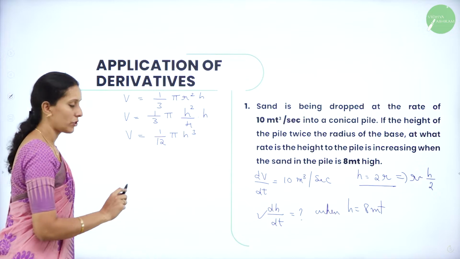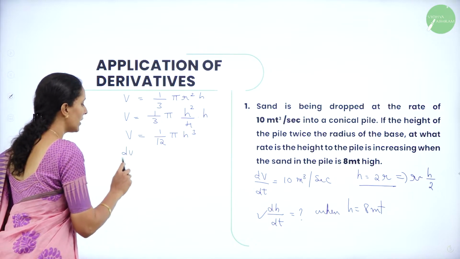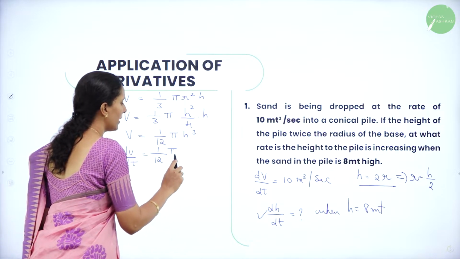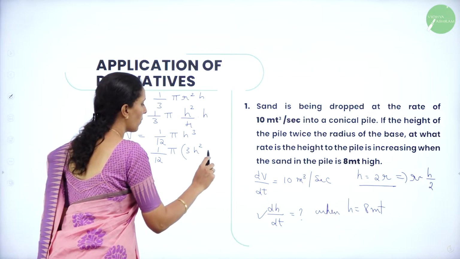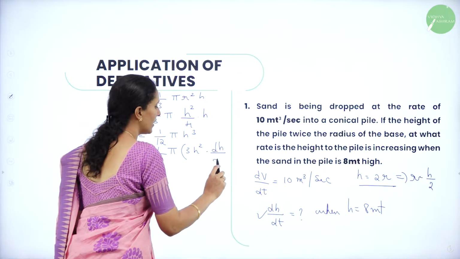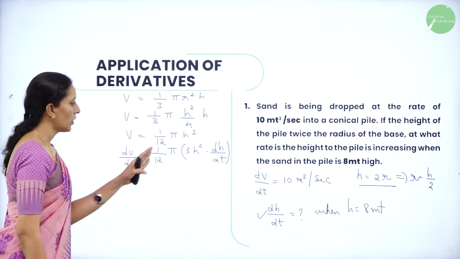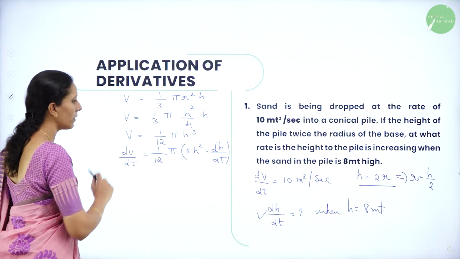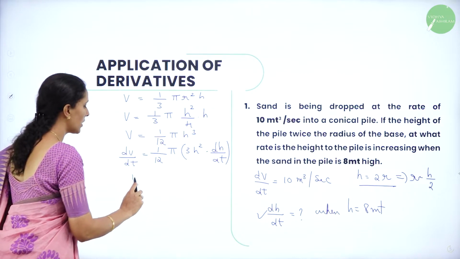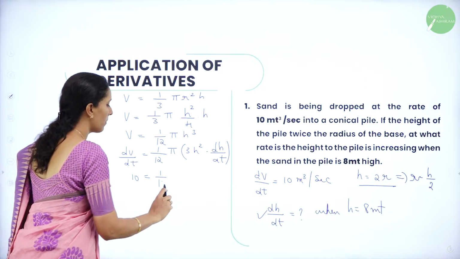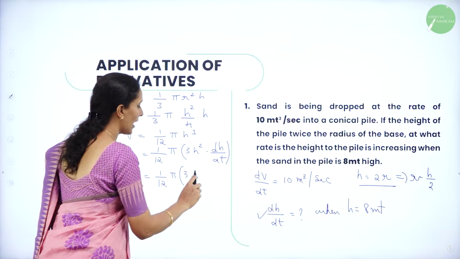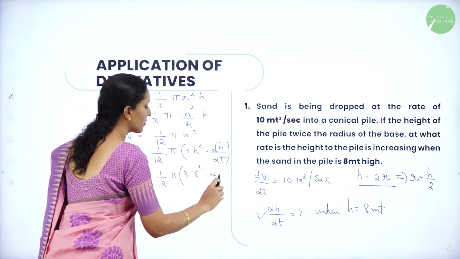Let us differentiate it with respect to t. So dV by dt is equal to 1 by 12 pi 3 h square into dh by dt. Now here the height of the pile is given, that is 8 meter. dV by dt is given as 10. So it is 10 is equal to 1 by 12 pi into 3 into 8 square into dh by dt.